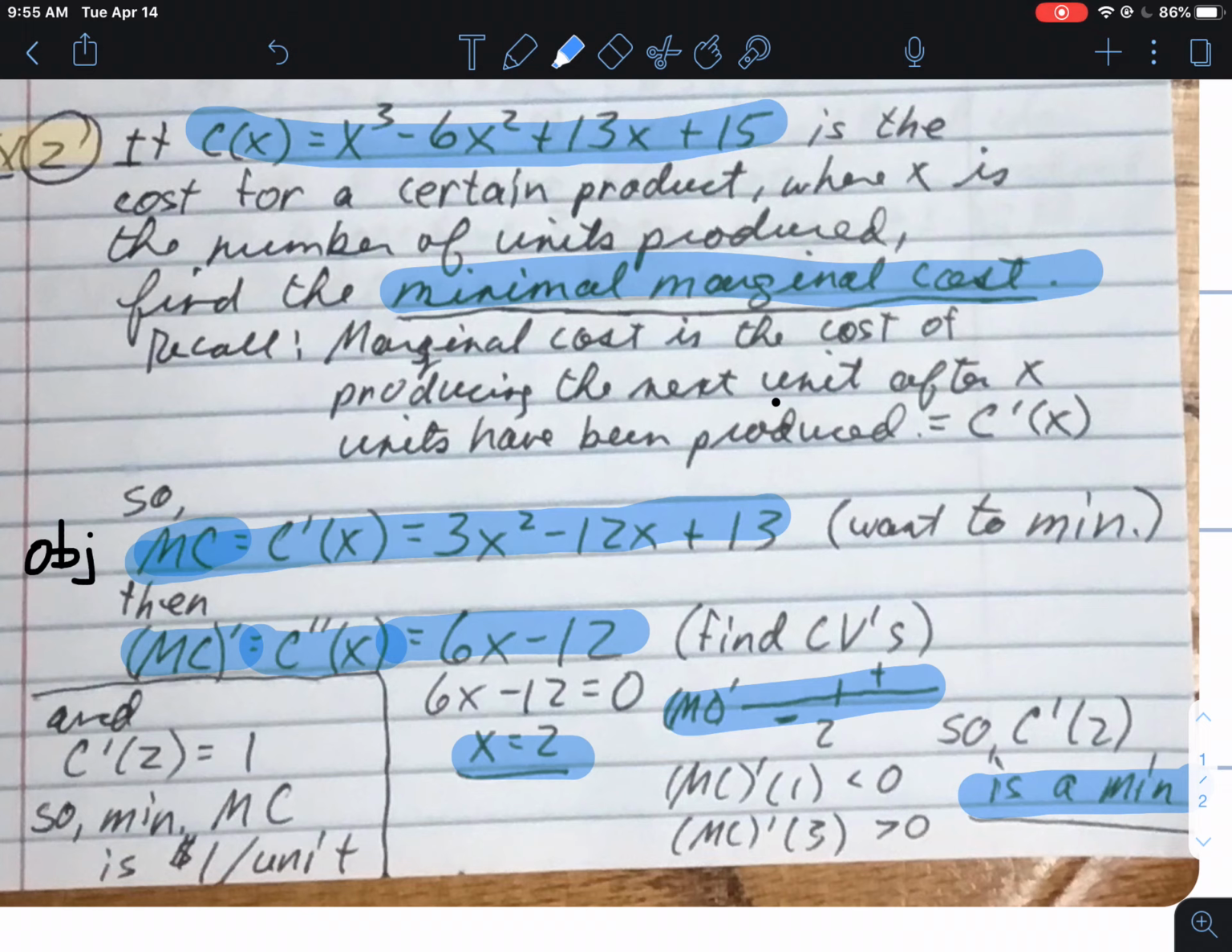And then the actual value, C prime of 2, we plug that in and we get a value of 1. Right? So that's plugging that into our marginal cost function. So that is our marginal cost, which is our rate of change. So what is our minimum marginal cost? Now remember, marginal cost is the cost per unit, because it's the rate of change in the cost. So the minimum marginal cost in this case would be $1 per unit.